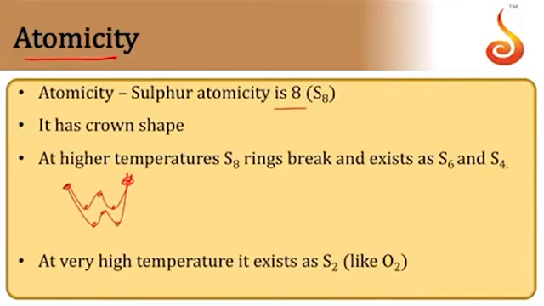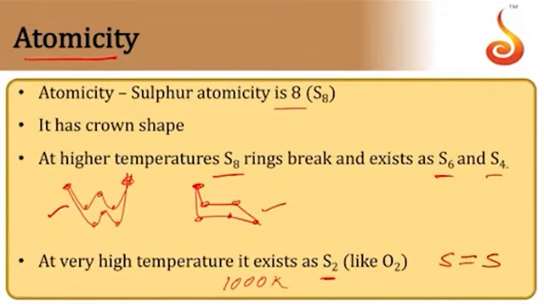At higher temperatures, the crown shaped S8 rings start breaking and exist as S6 and S4 rings also. S6 rings have a chair form, that is, the structure looks like this, and S4 will be tetrahedral structures. So S8 will be a crown structure, and S6 will be a chair form. At very high temperatures, normally more than 1000 Kelvin, it exists as the S2 molecule, similar to the oxygen molecule.